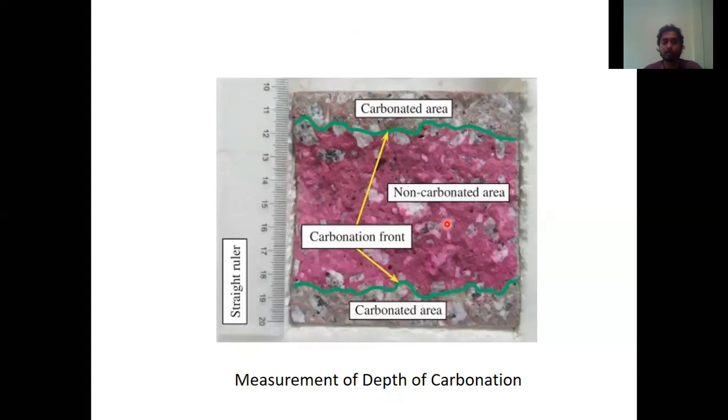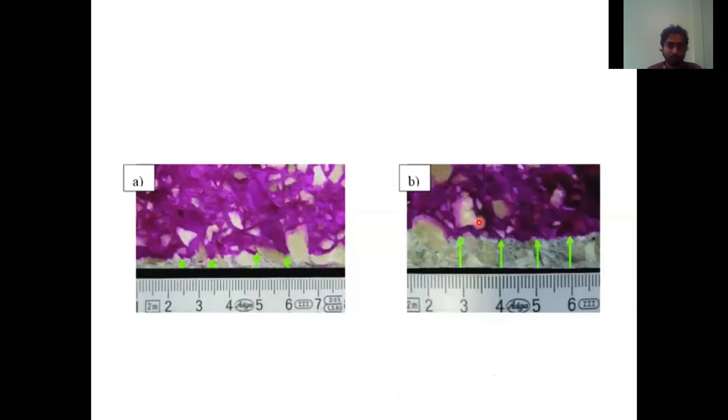Okay, so how to check this carbonation? For that purpose, we require a straight ruler. Okay, so what we are going to do, there are two methods of calculating this. First, by taking random readings of it. And the second one is taking the readings at equal distances.